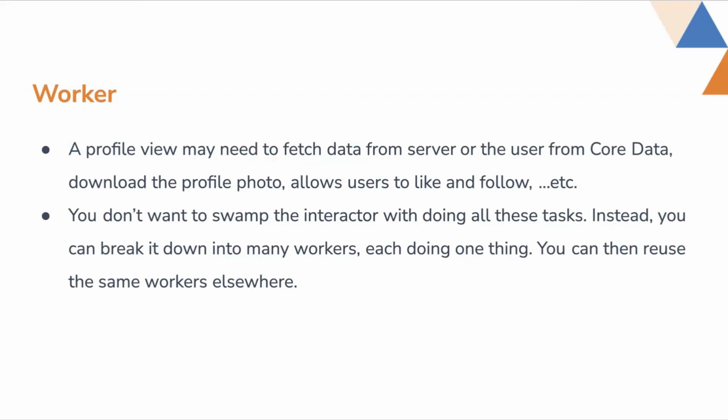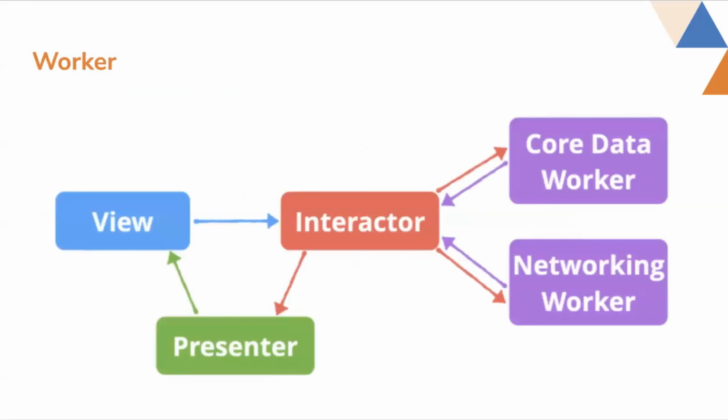So we do not want to put the whole code inside the interactor and make it heavy. So to leave the interactor with less responsibility, we are moving this fetching of the data from the APIs or the database to a worker. So worker will handle all these things. So with the addition of this worker, our diagram becomes like this.